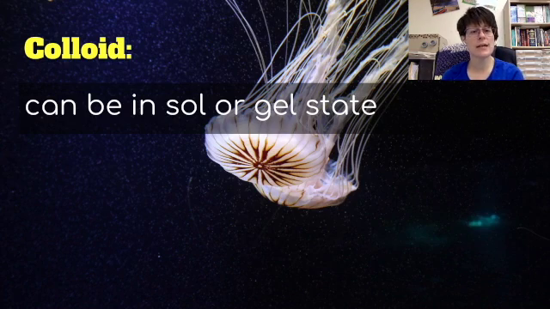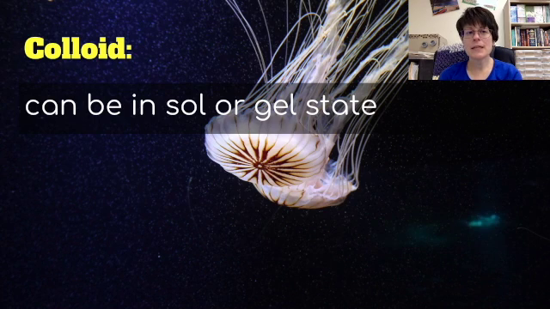There are also things called colloids, and these can be in sol or gel state. I have an example of a jellyfish back here because it's not completely see-through. That tends to be what colloids are like. Another example of a colloid is milk. If you shine light on it, you don't see through it. It will reflect the light back at you, where a homogeneous mixture will not do that.